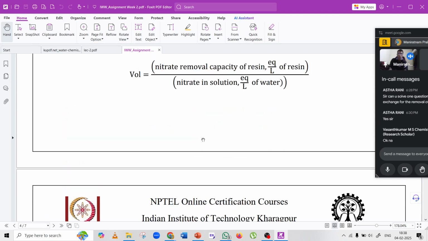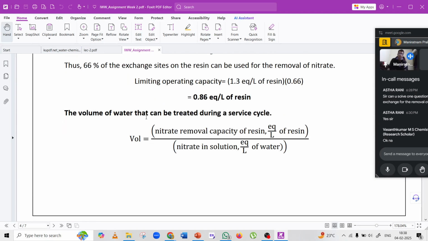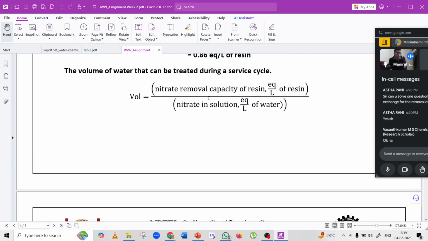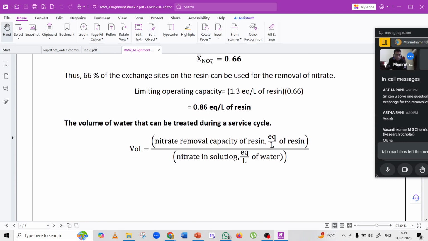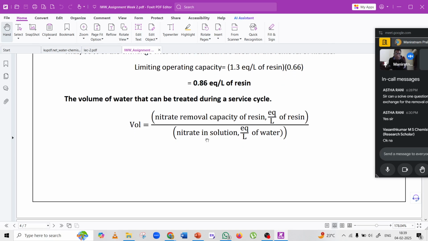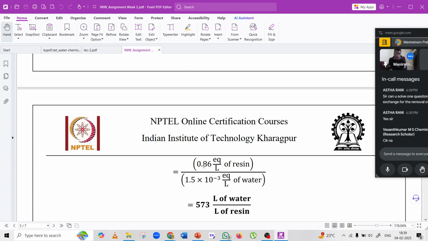Now we have to calculate the volume. The volume of water that can be treated during the service is equal to the nitrate removal capacity of the resin divided by the nitrate concentration in the solution. Now we know this is the operating capacity, that for per liter of resin only 0.66 equivalent can be treated. Now from this we have to find out the volume. Then we can use this operating capacity, that is 0.66.